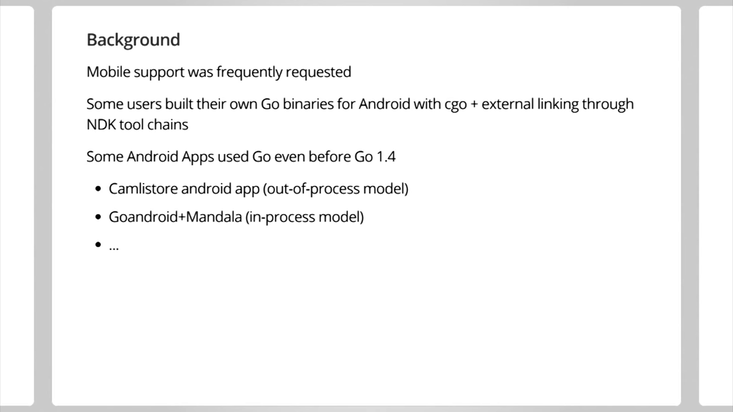But even before Go 1.4, some users released Android apps that use Go. For example, Brad Fitzpatrick's Camlistore has an Android app. It actually has a Go binary in its package and uses it as a subprocess. So the Java UI communicates with the Go process that does the interesting things.